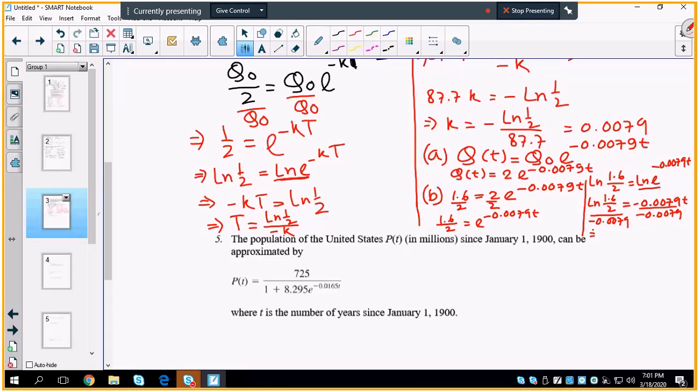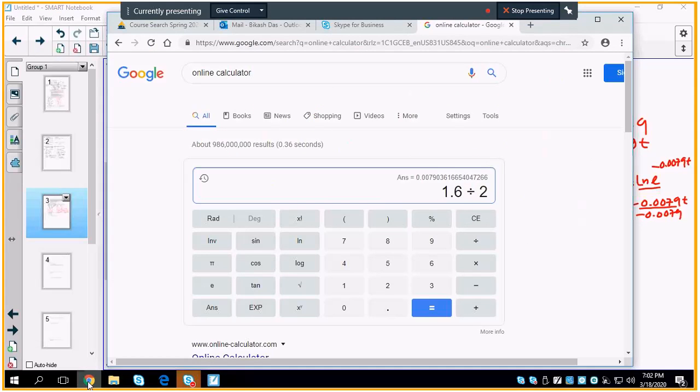I will round t to the nearest whole number, because it is talking about a number of years, and I have not been given any particular instruction on how to round. So let's just round it to the nearest whole number. I do 1.6 divided by 2, and I take the natural log of this answer. Then I divide it by negative 0.0079, which rounded to the nearest whole number will be 28.